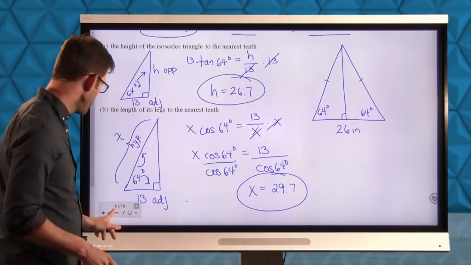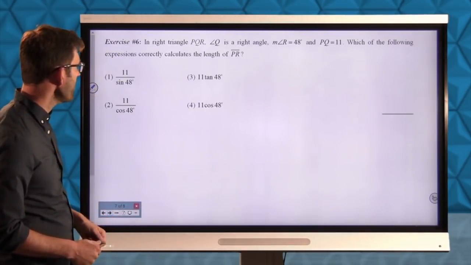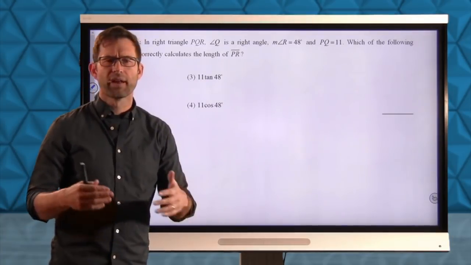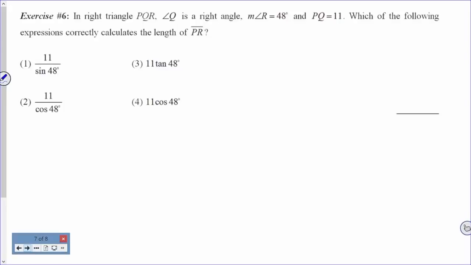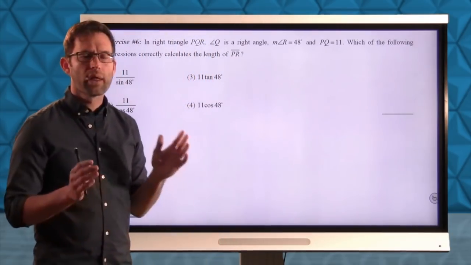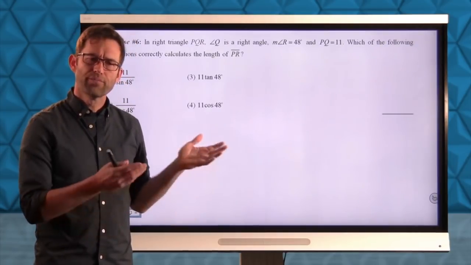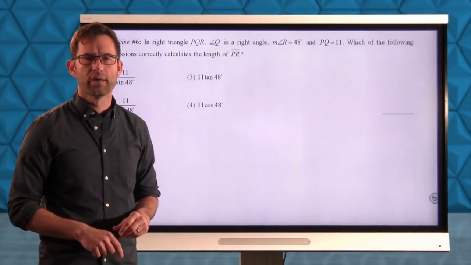All right, let's keep going. One more problem. Here we go. Multiple choice problem to check your understanding at the end. Let's read through it together. Exercise number 6. In right triangle PQR, angle Q is a right angle. Measure of angle R is 48 degrees, and PQ is 11. Which of the following expressions correctly calculates the length of PR? All right, what I'd like you to do is pause the video right now and see if you can figure out the correct answer.